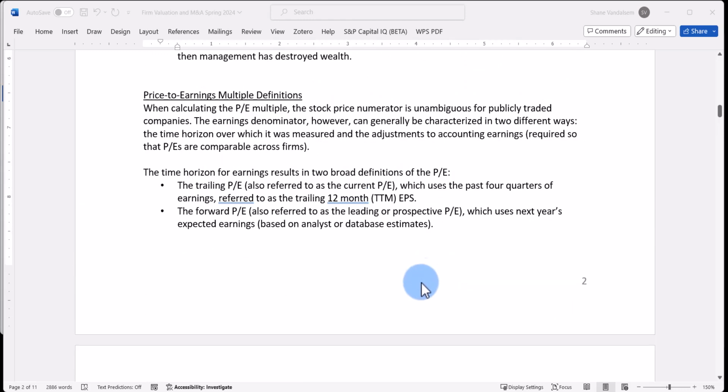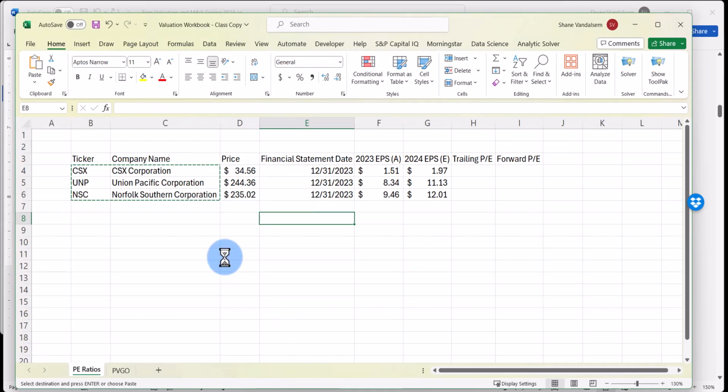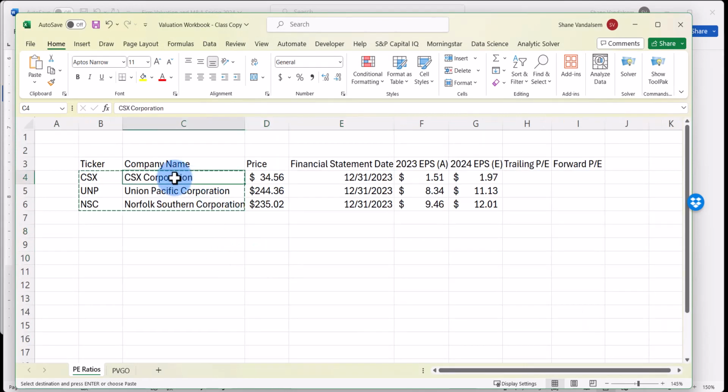So I'm going to pull up a spreadsheet. And this spreadsheet has information on 3 fairly comparable companies. These are railroad companies in the United States. The first one is the CSX Corporation. The second is Union Pacific Corporation. And the last is Norfolk Southern Corporation. And they all ship goods using railroads. That's what the companies are. So they're fairly comparable in what they do.